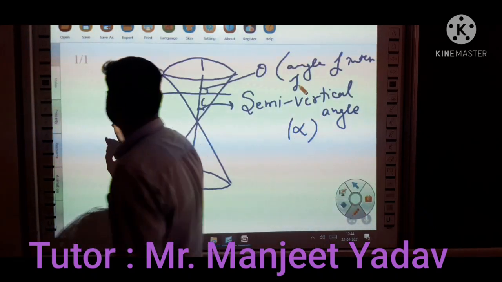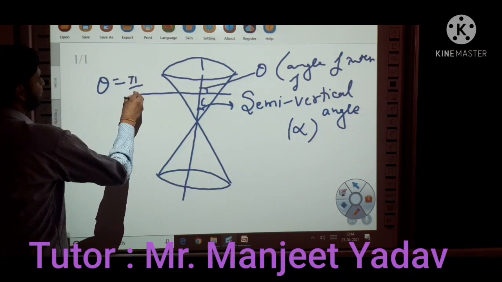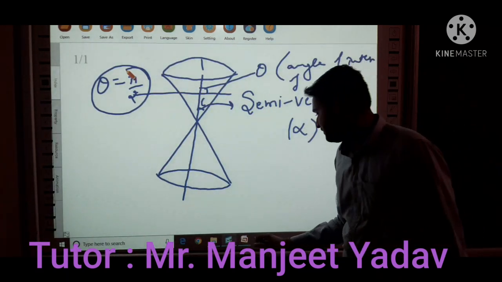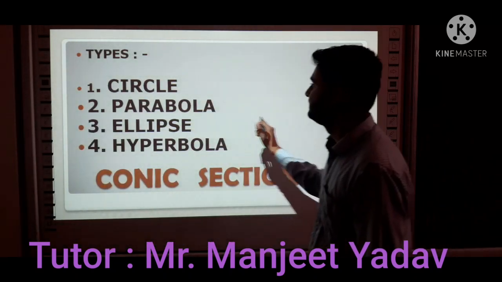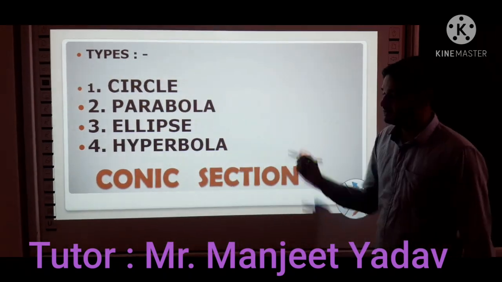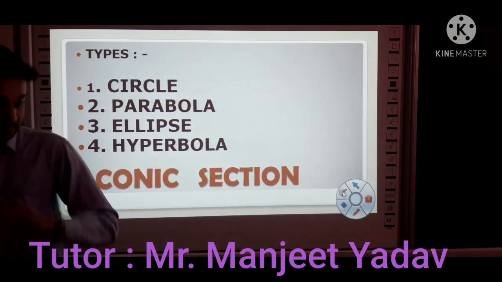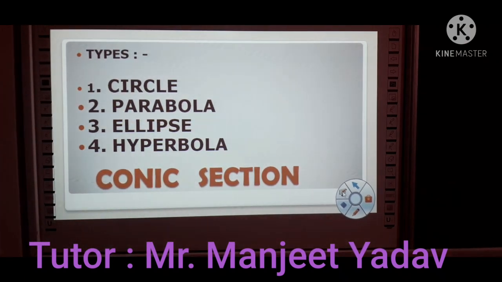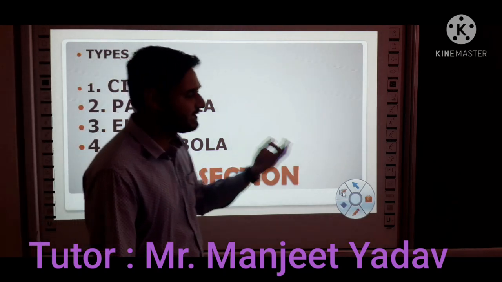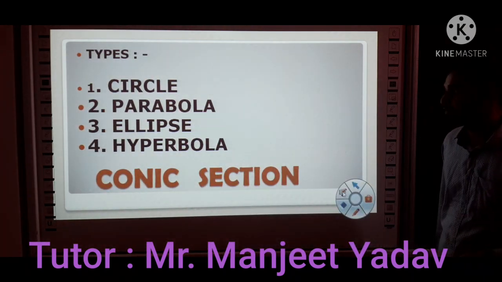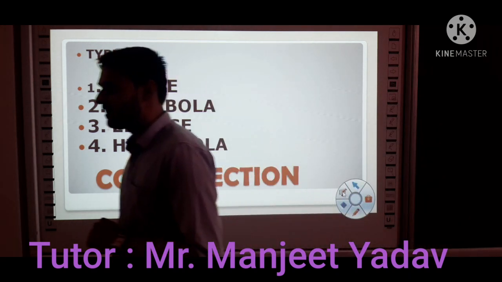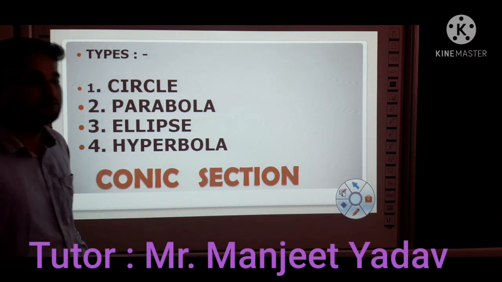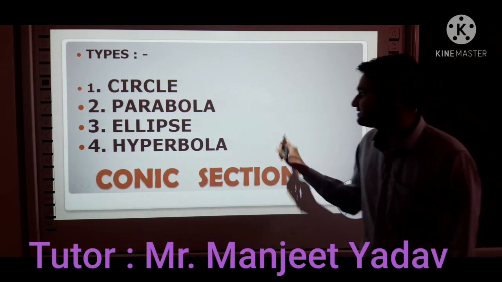Now if this theta becomes pi by 2, then the figure cut out by this plane will be known as circle, which you will study next. Our first topic is circle. So I told you earlier that when theta is equal to pi by 2, then the plane cut by that figure is known as circle. Second one is parabola, third one is ellipse, and fourth one is hyperbola. So in conic section there are four parts that are divided: circle, parabola, ellipse, and hyperbola. So one by one we will study these topics.